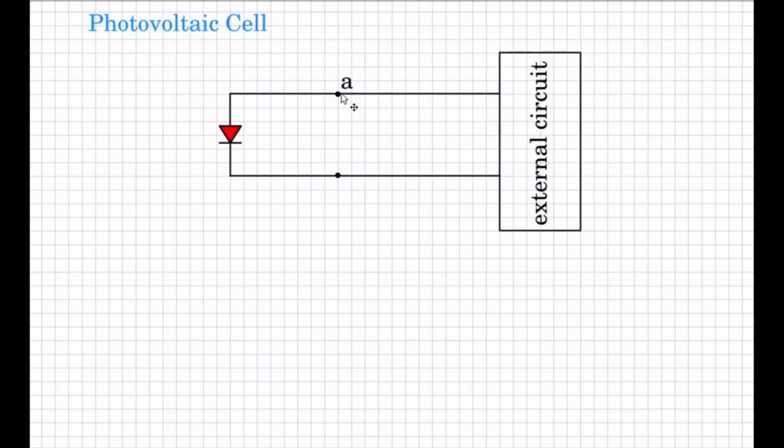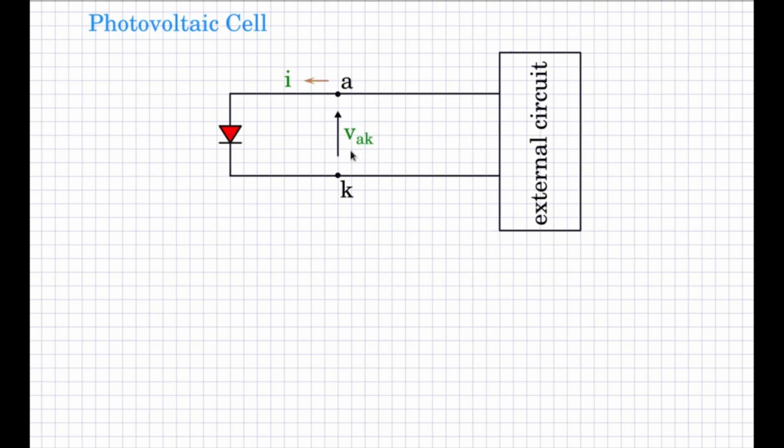Let us call this terminal A for anode, and let us call this terminal K for cathode. And we know that the current always flows from the anode to the cathode in the case of the diode. We call this the current I. Another terminal parameter of interest is the voltage across the terminals A and K, and we call that VAK.